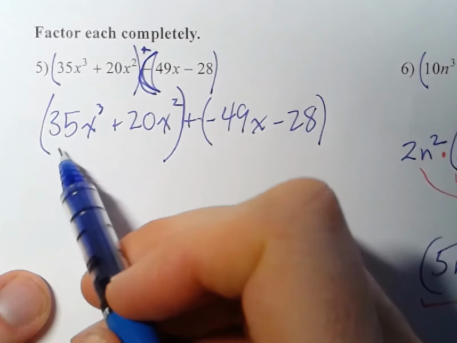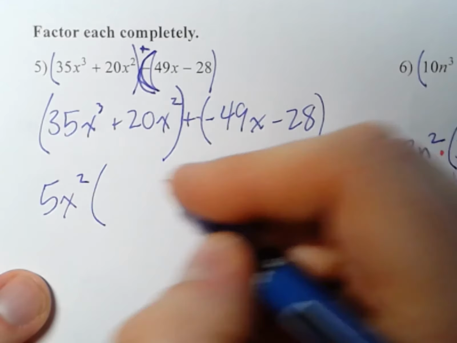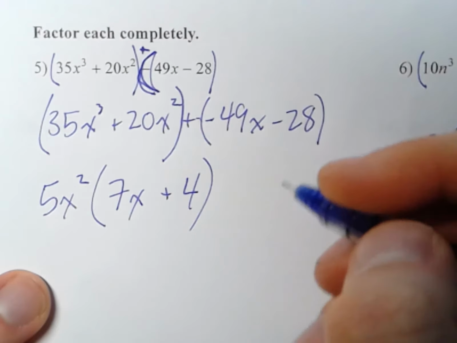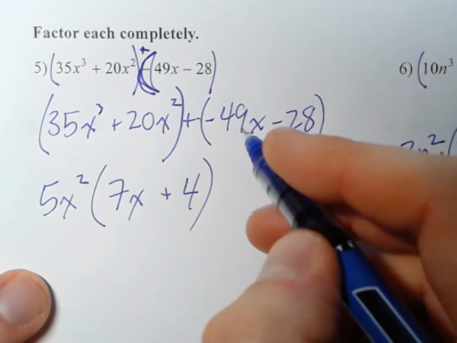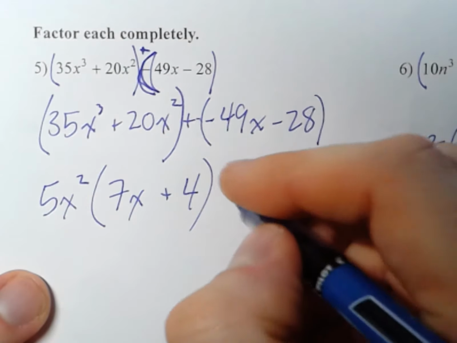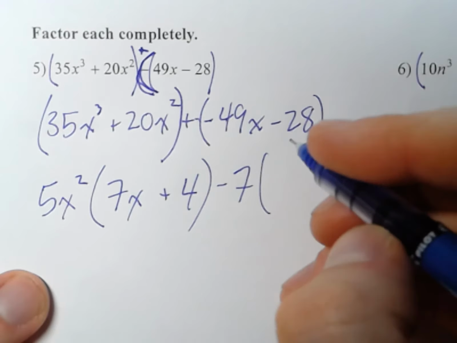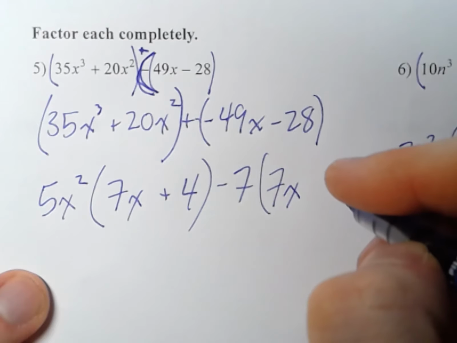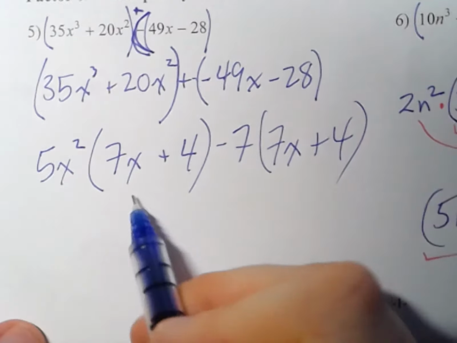So we'll do the same thing. Pulling out of here, I've got 5x squared. Left over gives me 7x, and left over gives me 4. And with the negatives, you've got to be kind of creative. If I pull out a negative, I'll be left with a positive here and a positive here, which is what I want. So if I pull out a negative 7, that's going to leave me with a 7x, and it's going to leave me with a positive 4. Which is good.